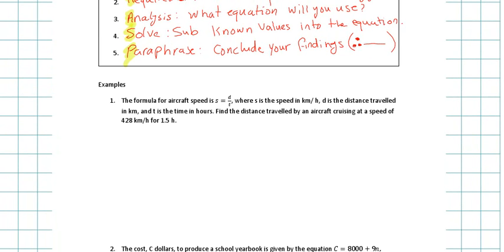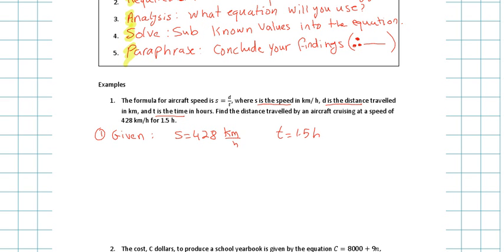And what do I know that? S is the speed, D is the distance, T is the time. I'm not coming up with these letters. They are in the question. The question tells me what each letter means. So the given information, this is what I have to start with. I know that the speed is 428 kilometers per hour. Make sure you write your units. And I know that the time is 1.5 hours. So I know two pieces of information, speed and the time.